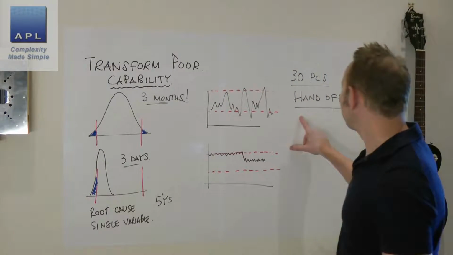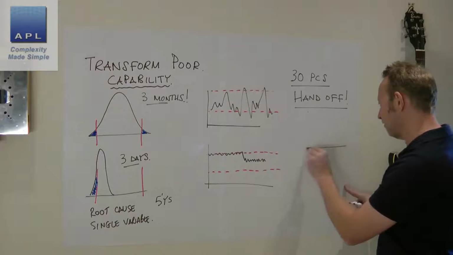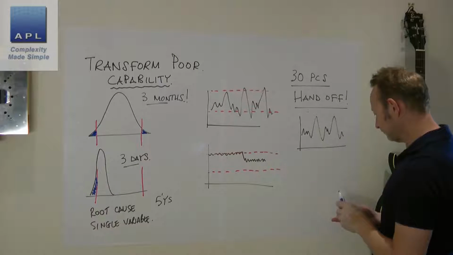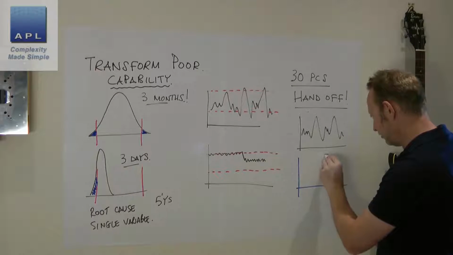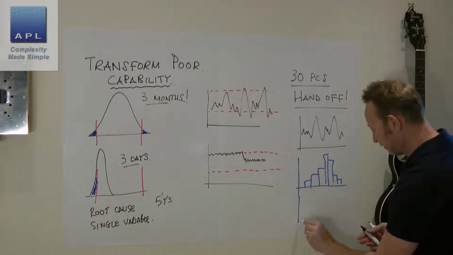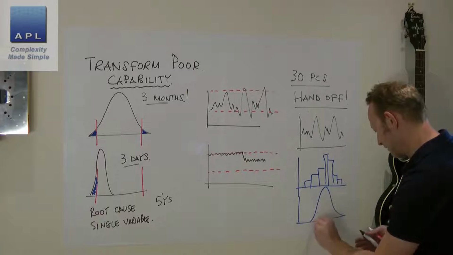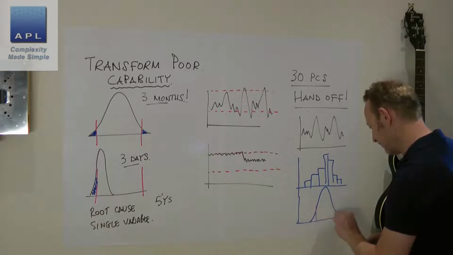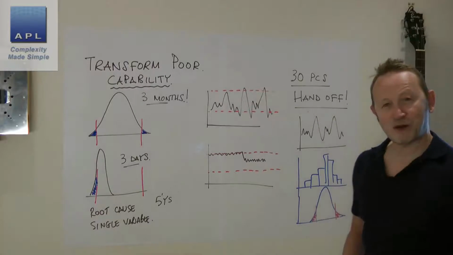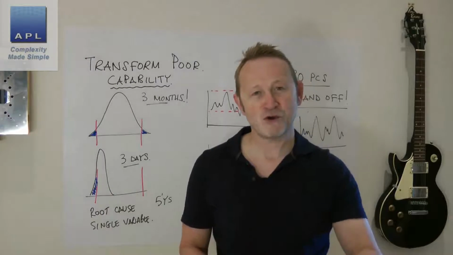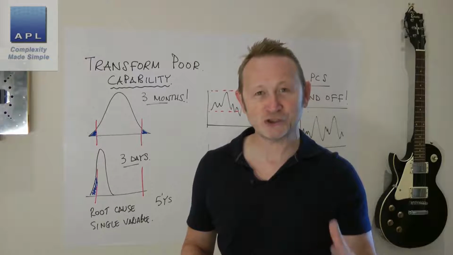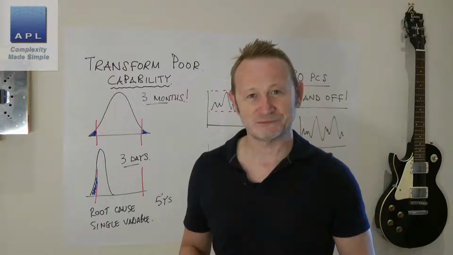And once we have 30 pieces hands off, we've plotted a run chart, a histogram, and finally a Cpk diagram, so we can see the nature of our problem. Once we've plotted those three, now we are ready to tackle the problem ahead. Now I'm going to show you what to do next.